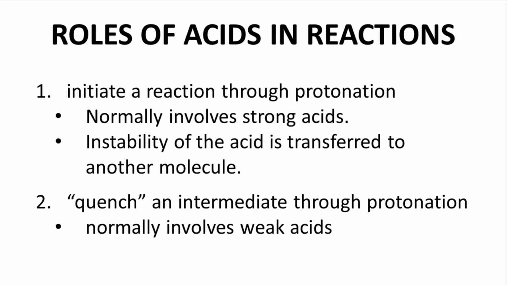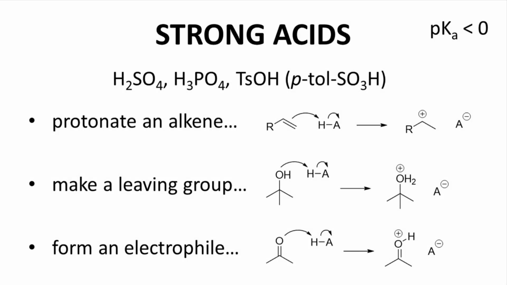Okay, that's enough background. Let's work through some acids. We'll start with the strong acids and move our way to the weaker ones. Here are the strongest acids. They all have a pKa of 0 or less. For this slide, we are emphasizing sulfuric acid, phosphoric acid, and a lesser used acid, tosic acid, or para-toluene sulfonic acid. These are very strong acids.